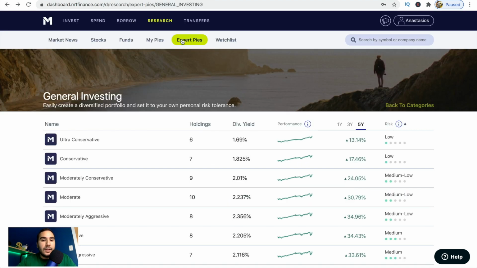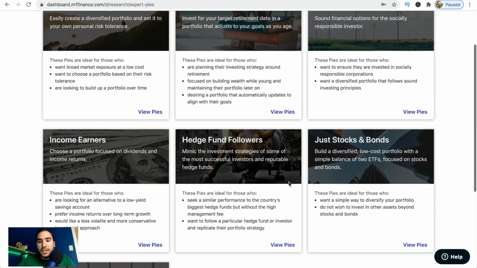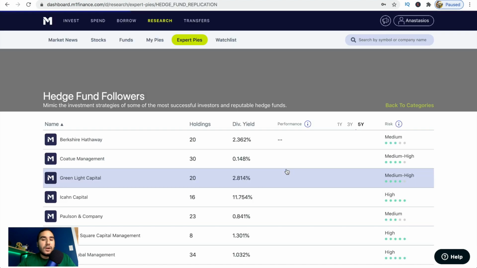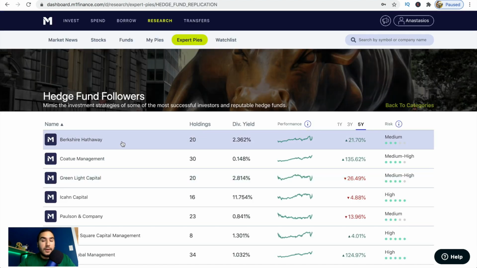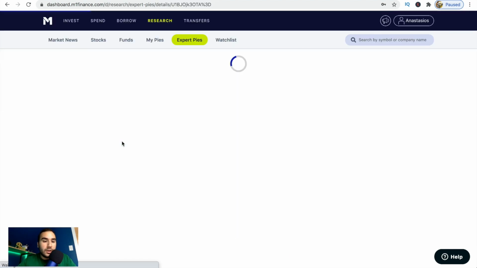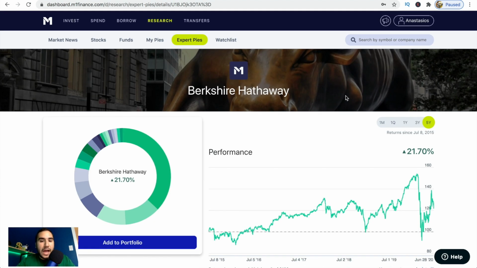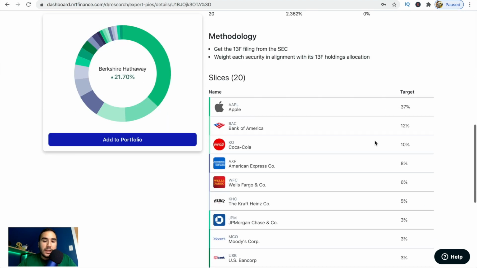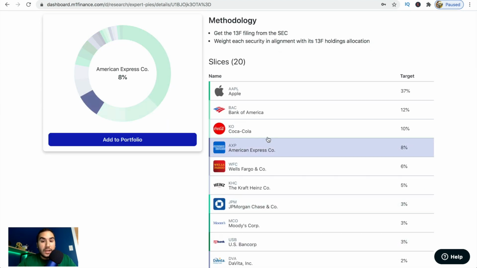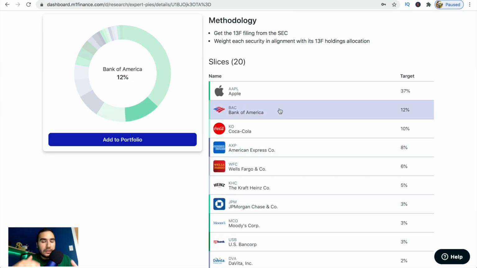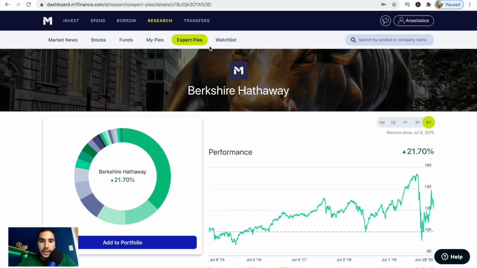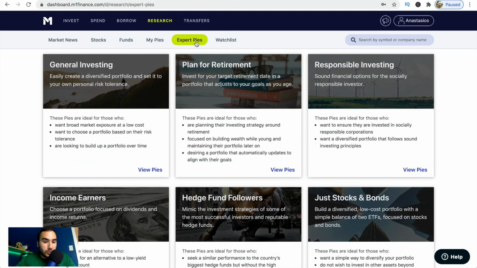And going back to the expert pies, you can see some of the big hedge funds here, hedge fund followers. If you're a big fan of Warren Buffett, you can invest in exactly what Warren Buffett invests in. Berkshire Hathaway is his holding company. These are all of the companies that they hold. So you can literally just buy Berkshire Hathaway's fund here and leave it to be and just invest passively. Like we said earlier, that's if you put on the auto invest.